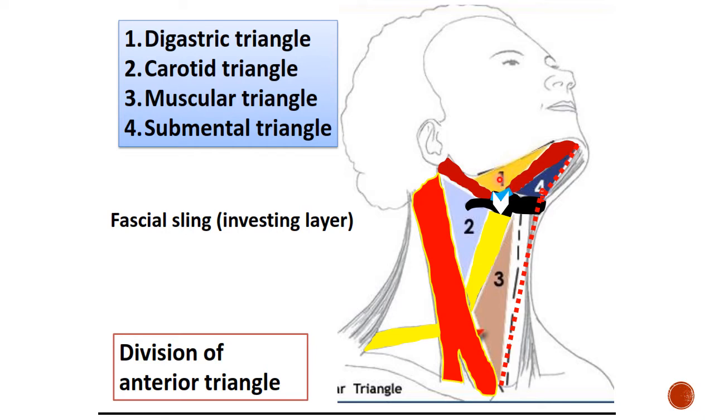One is the digastric triangle. Then medial to this is the submental triangle. Below medially, we can identify the muscular triangle. Below and lateral, it is the carotid triangle. Let me show you how the four triangles are going to form. So here you can see the superior boundary, inferior boundary, base and apex which is projecting posteriorly.